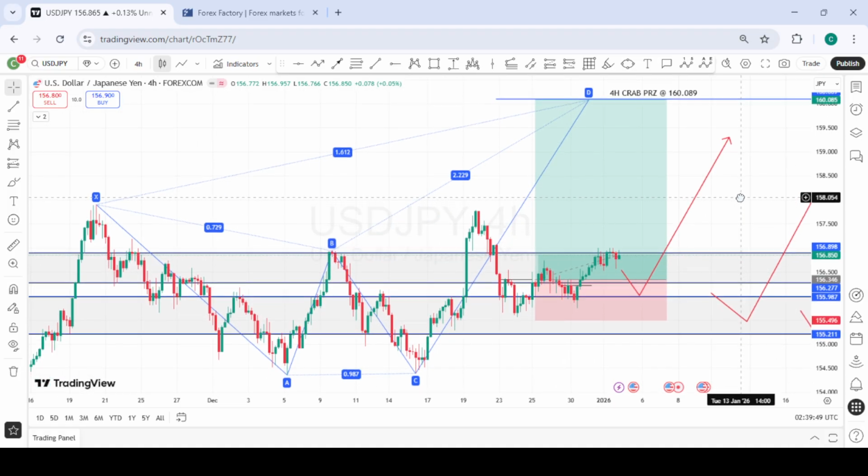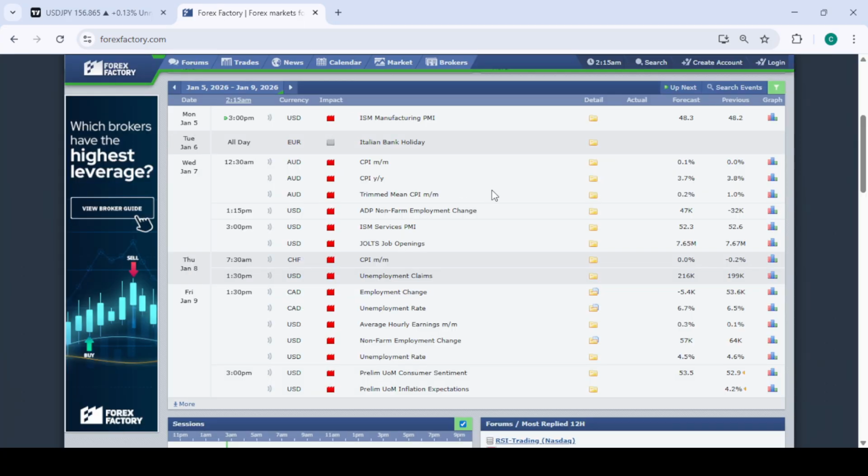So let's look at the economic calendar for the coming week. On Monday we have the ISM manufacturing PMI. Tuesday is going to be an Italian bank holiday, and Wednesday we're going to have the AUD CPI during the Asian session, and later in the day we're going to have the ADP non-farm employment change and ISM services PMI for the USD, and job openings for the USD.